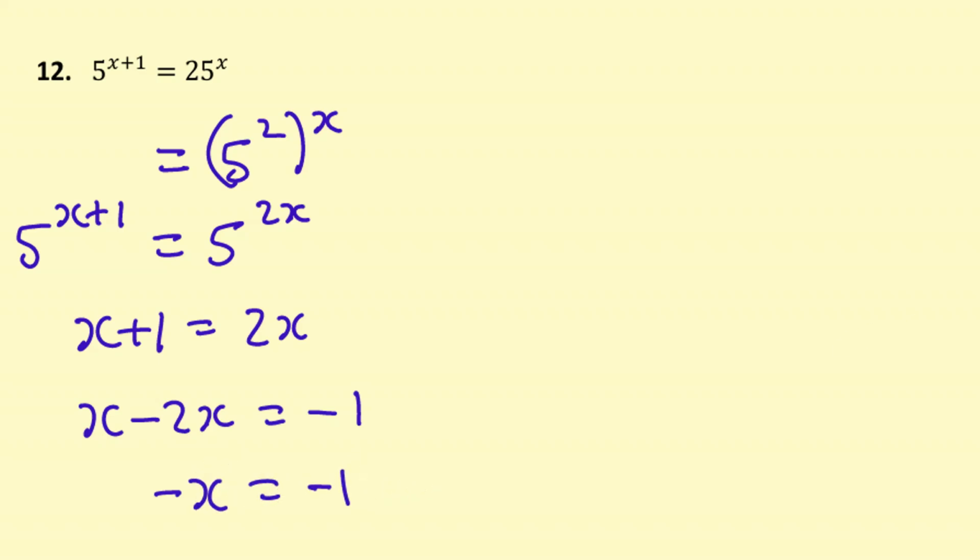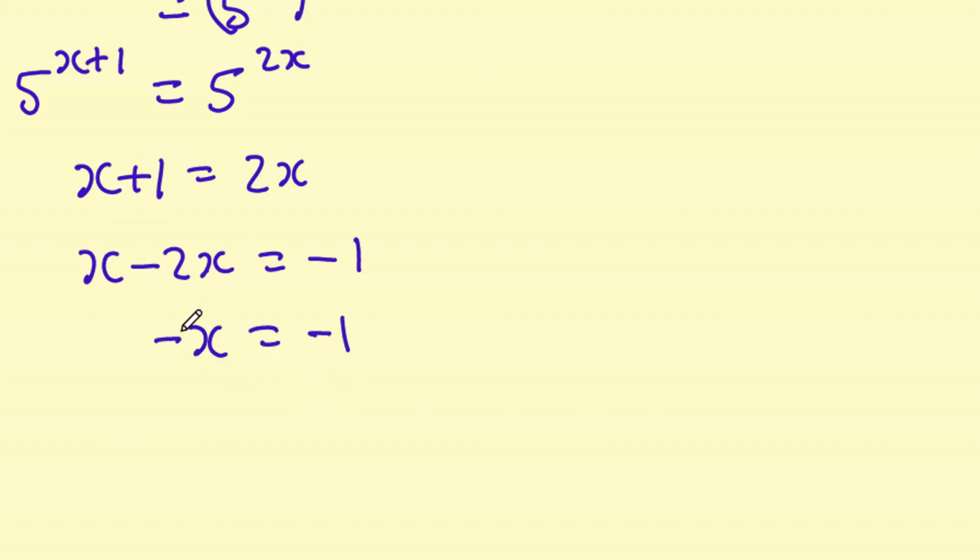We can get rid of the negative on the left-hand side here. There's a negative 1 next to the x on the left-hand side. So we can divide it into the right-hand side. So negative 1 divided by negative 1 is positive 1.